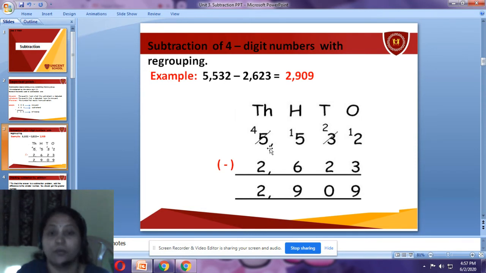So again we have to borrow from thousands place. So 1000 we are borrowing from thousands place. So how much has it become, children? 15. So 15 hundreds. Yes, children. Now 15 minus 6.